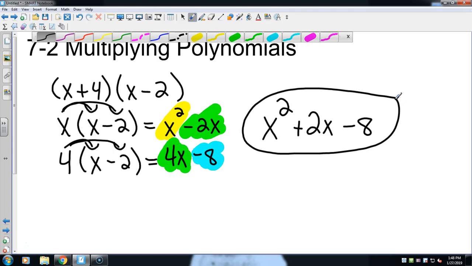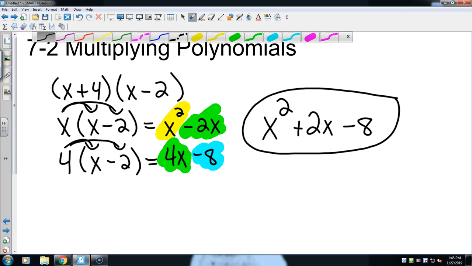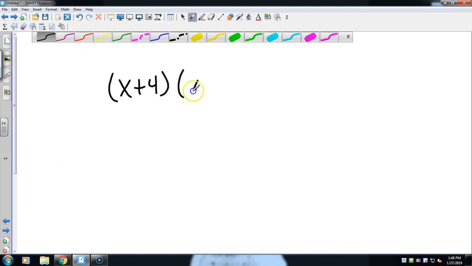So now I'm going to teach you the same problem. So we've got x plus 4 times x minus 2. This one I use more commonly. Again, completely up to you which one you like better. This is called the FOIL method. FOIL as in the silvery, shiny stuff in your kitchen.